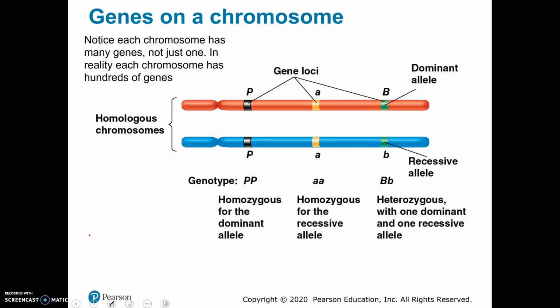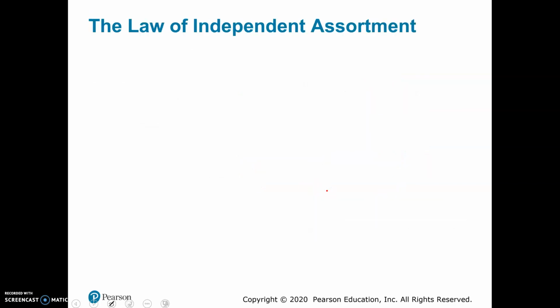So for example, big P for this particular trait this person has. They have big P on this chromosome, they have big P on their other chromosome. They have little a and little a. They have big B and little b. And so that's why we were using these different letters.